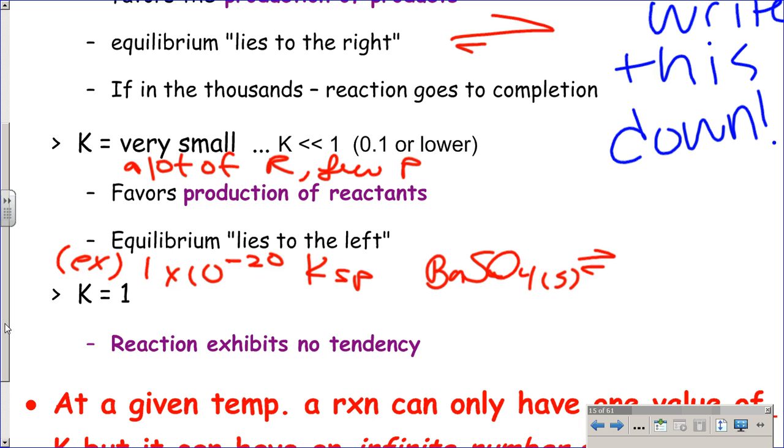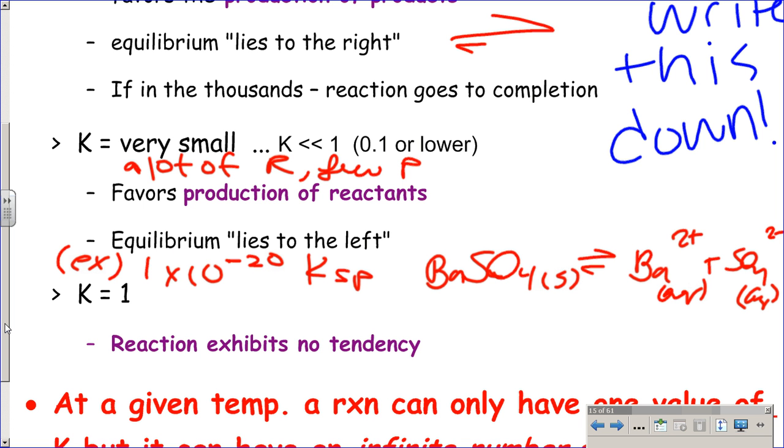So you write your double arrow. What are the 2 ions it dissolves into? Barium 2 plus and sulfate 2 minus, aqueous. So if that is the K value for this reaction, you would say that a very tiny amount of the ions are going to be existing in solution. But it still happens, even if it's very small.